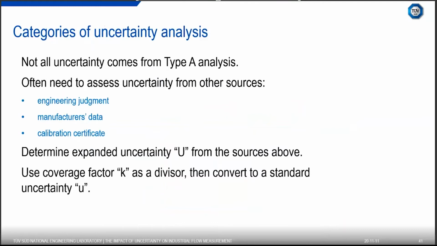as it says here, not all uncertainty comes from type A analysis, and we often need to assess this from other sources. So it could be purely using judgment or past experience. Manufacturers may provide data or tolerance levels for things they provide, or we may get a calibration certificate for something that's been calibrated. What we tend to see from this data, whether tolerance levels, calibration certificates, or even using their own judgment, is that it's usually in the form of an expanded uncertainty value that we get initially. So we need to consider the use of a coverage factor to convert that back to a standard uncertainty.